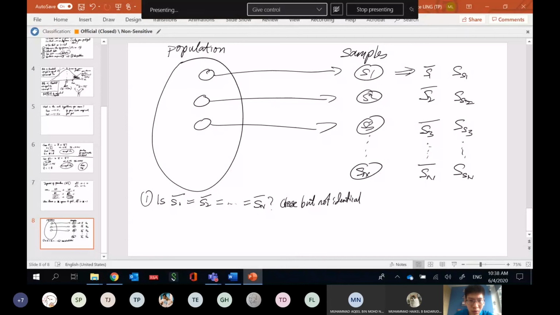Make sense? Because it's close but not identical, this is almost a theoretical experiment. If it's close but not identical, can I say that any one of them can be a good representation of the population average?